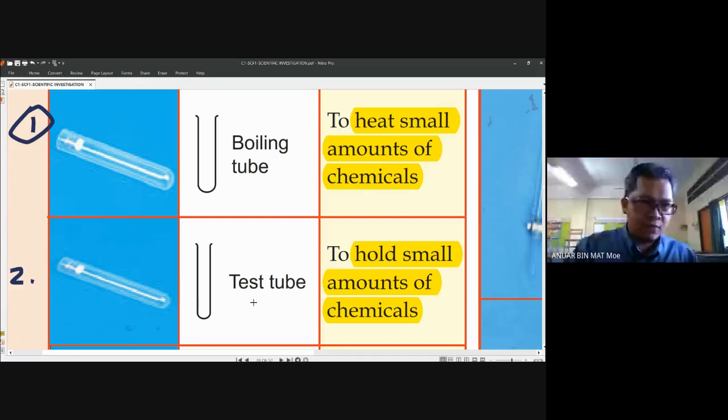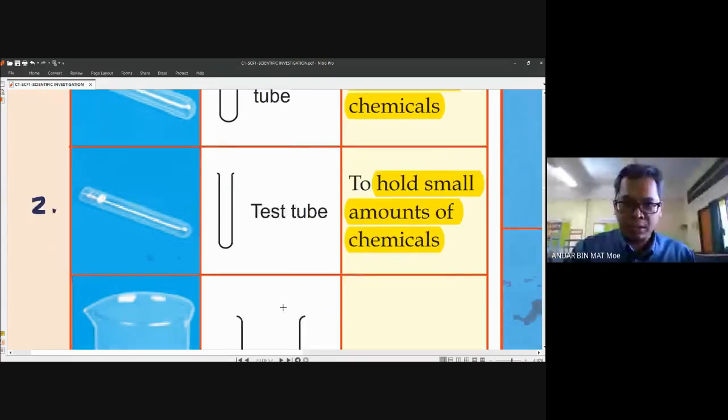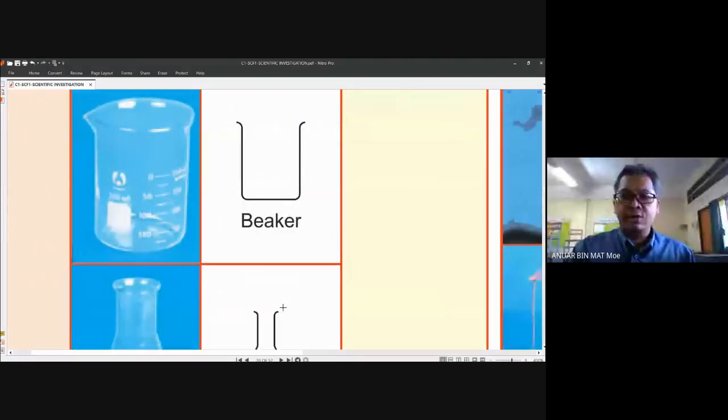Test tube is much smaller. The size of test tube is much smaller. Make sure you try to compare the two, boiling tube and test tube, and then make sure you use it correctly. If you want to heat something, you use boiling tube, and if you want to hold small amount of chemical, you just use the test tube here.